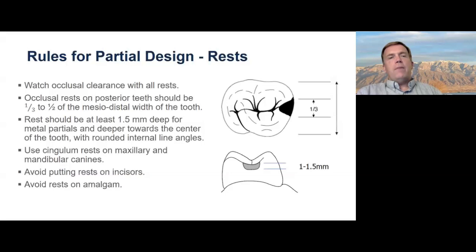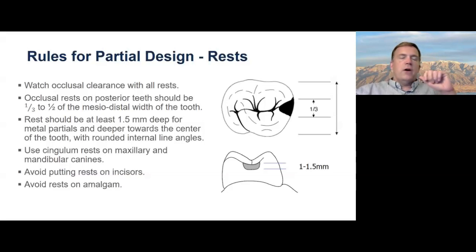On the maxillary and mandibular canines, we want to use cingulum rests as much as possible. And we don't really want to put rests on incisors, because the teeth, as you know, are just not that strong, and they can't support a major amount of loading. So if we need to use them for reciprocation, maybe on a class 2 case or something like that, that's okay. But if we're going to be putting heavy occlusal force on them, we'll probably want to use a tooth with larger roots that can resist that mechanical force.